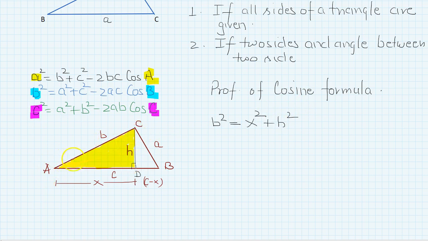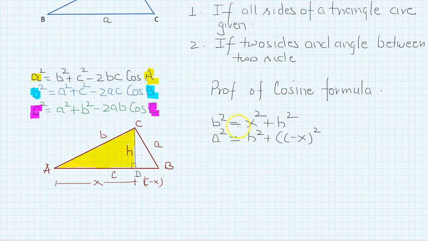This is the hypotenuse, so b square is equal to x square plus h square. Now in this triangle, we can say that a square is equal to h square plus (c minus x) square.